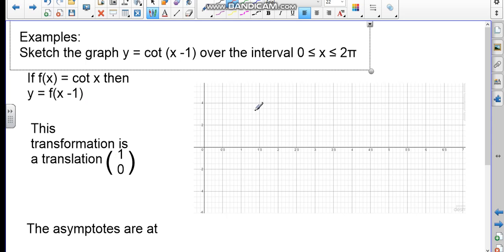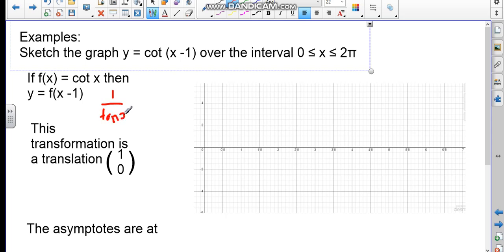We'll start by sketching the cot x graph, and then we'll think about translating it. If we remember the cot x graph, we need to think first of all, where did the tan graph equal 0? Because the cot x graph is 1 over tan x.